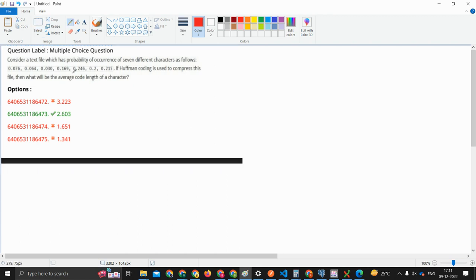Navika, I think you have a doubt on this also, right? Yeah, I've just opened the question paper. I have doubts in almost 50% of the questions. Consider a text file which has probability of occurrences of seven different characters as follows. Let's say the seven different characters are A, B, C, D, E, F, and G. If Huffman coding is used to compress this file, then what will be the average code length of the character? How do we calculate this?